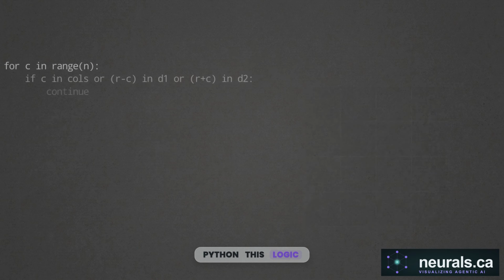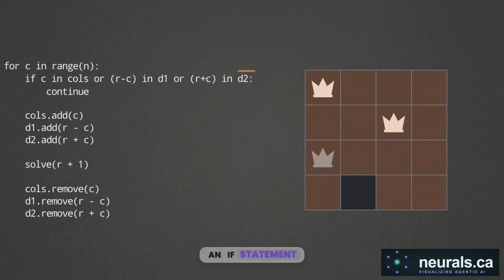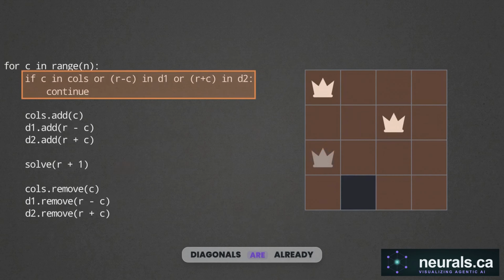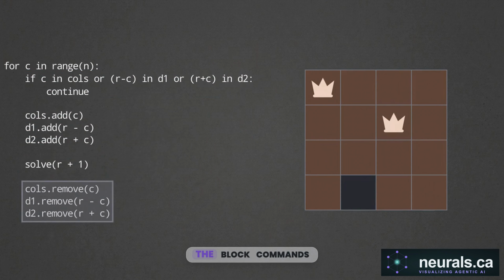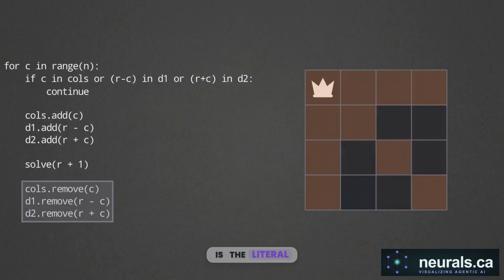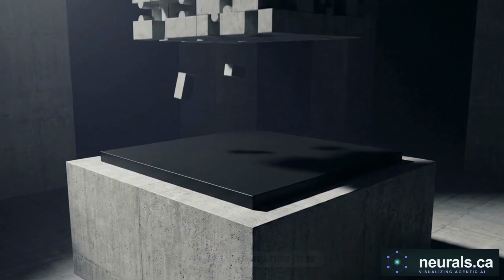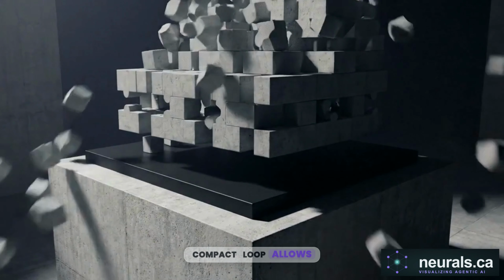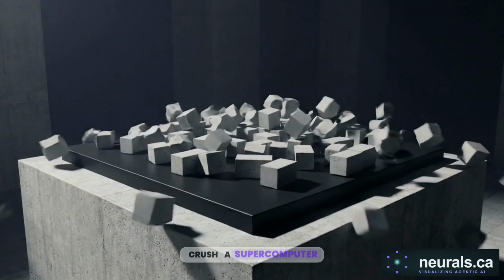In Python, this logic hinges on a single load-bearing line of code. Before the recursion continues, an if statement checks whether the current column or diagonals are already occupied. If they are, the loop moves on. Equally critical is the cleanup step at the bottom of the block. Commands like remove or discard erase the last choice. This is the literal backtrack, wiping the slate clean so the next iteration starts fresh. By avoiding the memory overload of brute force enumeration, this compact loop allows standard laptops to solve combinatorial puzzles that would otherwise crush a supercomputer.